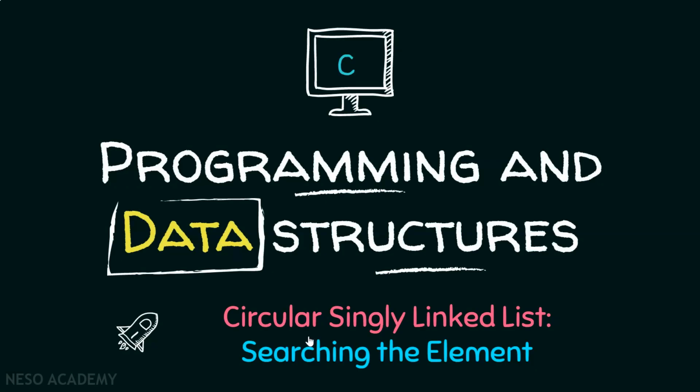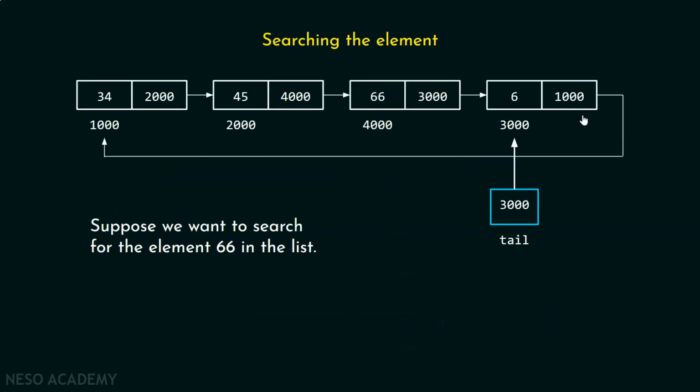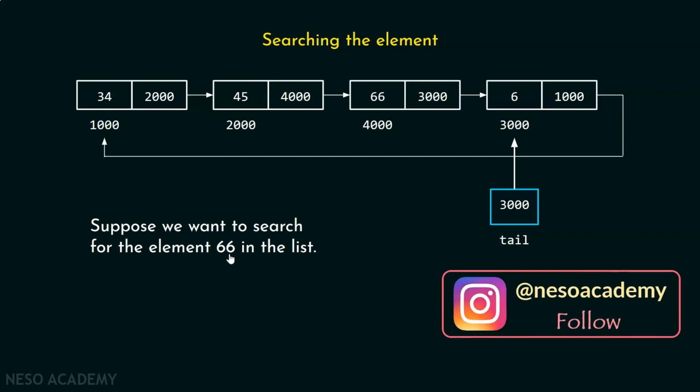In this presentation, we will learn how to search for a particular element in a circular singly linked list. So let's get started. Let us suppose this is the circular singly linked list available in front of us and tail pointer is currently pointing to the last node of this list. Our target is to search for this element that is 66 in the list.